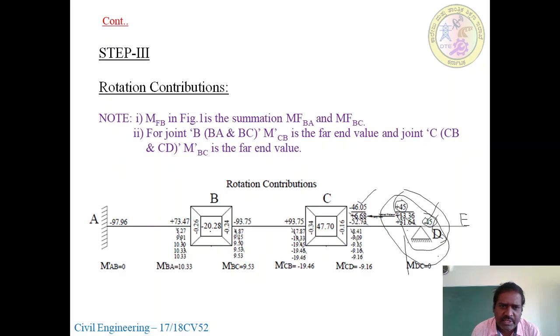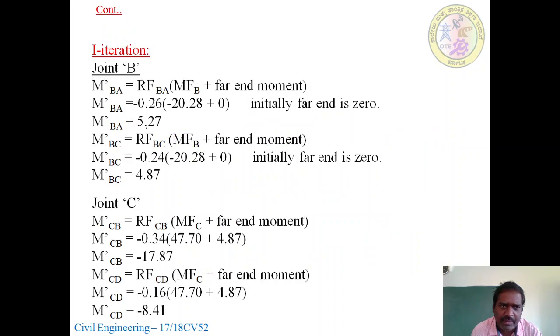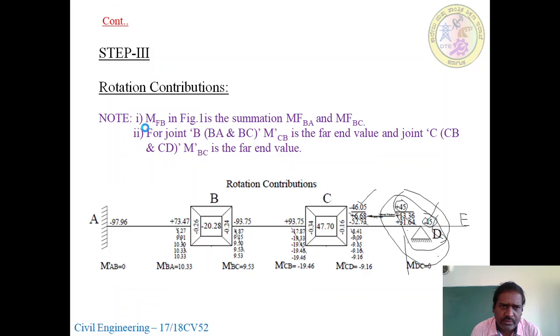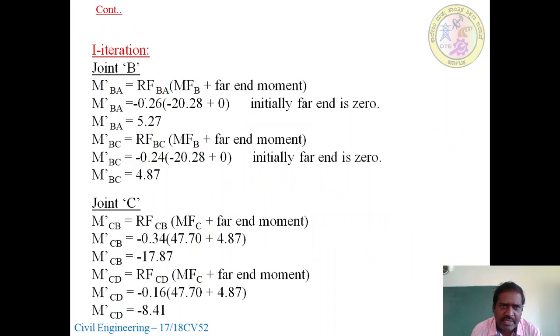So in the same procedure again, based on the iterations, joint B. Okay, M dash AB is 0. So M dash BA is rotational factor of BA, MFB plus far end moment. Again, initially the far end is 0, minus 20.28 is the MFB, summation of MFBA plus MFBC. So multiplied by minus 0.26. So you will get 5.27, 4.87.